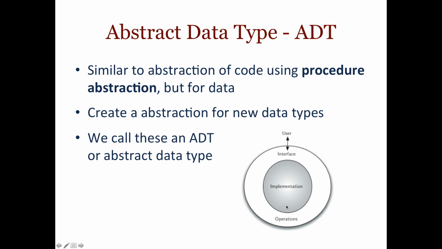Then they can call methods on that data to do things. How it actually does the things and how it actually represents the data in bits in memory is inside the definition of your abstract data type, and the user doesn't need to know that. They just need to know the interface. What methods do I call to work with this data?